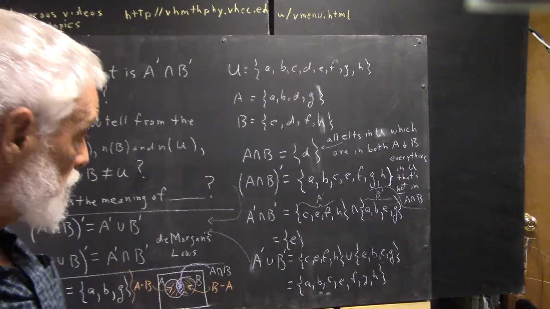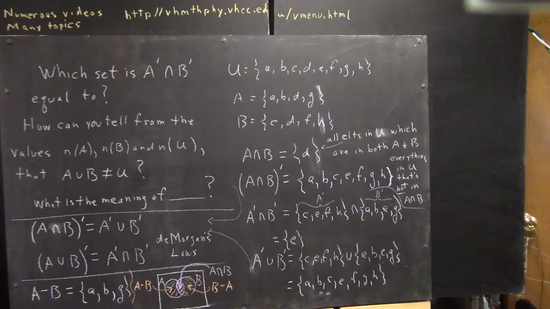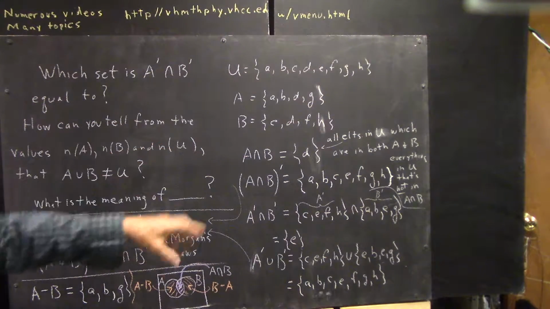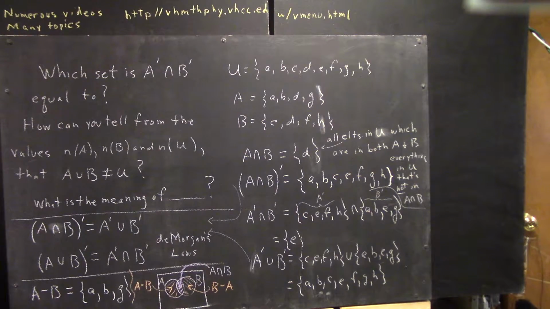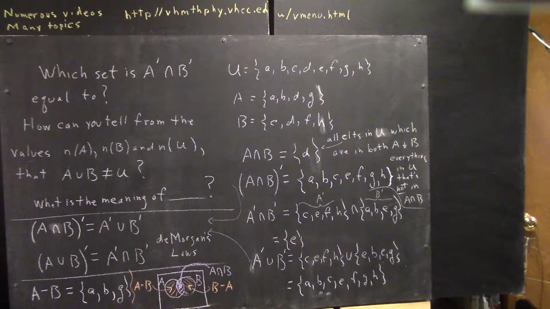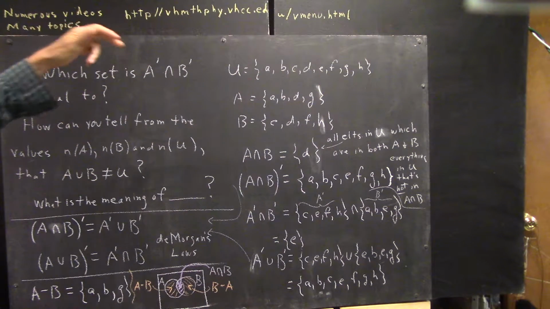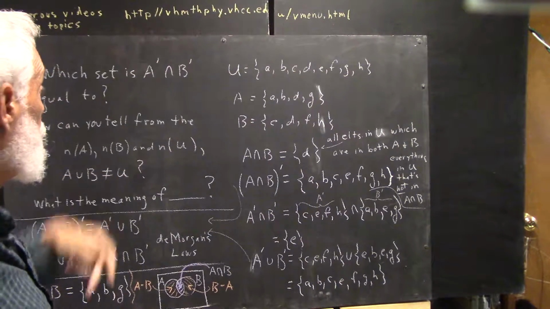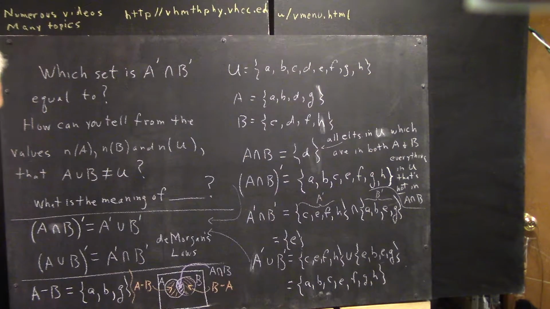Now, we want to ask a couple of overall questions, but we'll come back to them in a minute after we've done some more elementary questions. Everybody has done the quiz answering some of these questions and did more or less well on it. Okay, so my question is, which set among those that you worked through is A prime intersection B prime equal to?